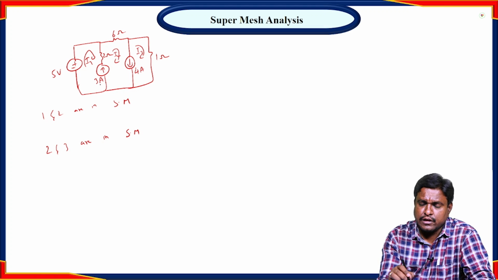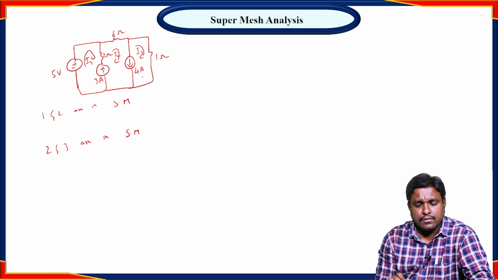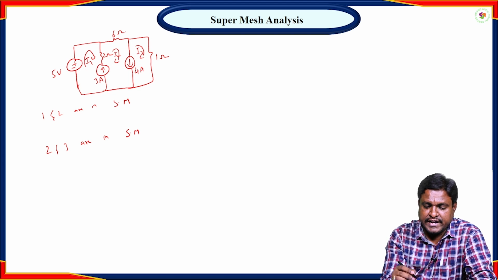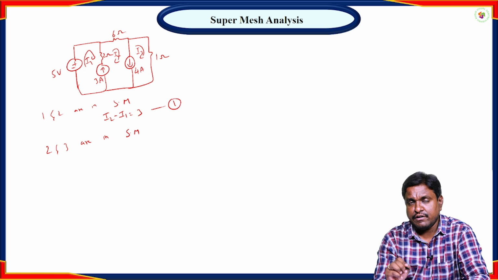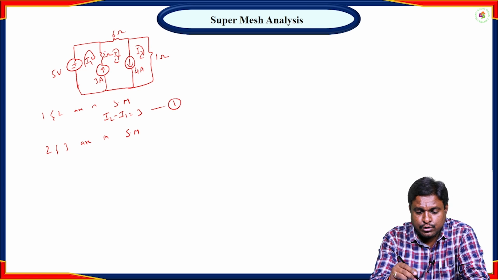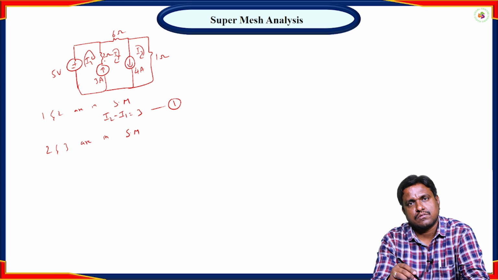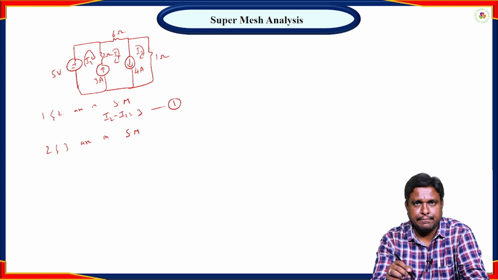As we have 3 loops, we have to get 3 equations, right? So what about the third equation? From 1 and 2 in super mesh, we get the equation as I2 is in the same direction whereas I1 is in the opposite direction. We get the super mesh equation as I2 minus I1 equal to 3 ampere. This is the first equation. Here we have to keep in mind that we have a 2 ohm resistor here. But whether there is a resistor or not in a particular branch, if we have a current source, then the particular branch will be under super mesh type.